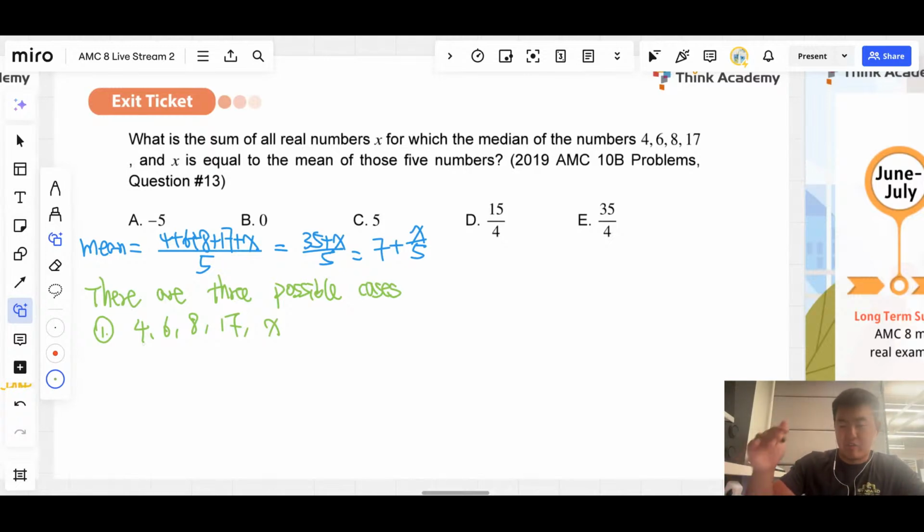So it doesn't matter if we put 17, x or x, 17. In this case, I would say the median is 8, in the middle after ordering from the least to the greatest. So I'll highlight the median, which is 8.